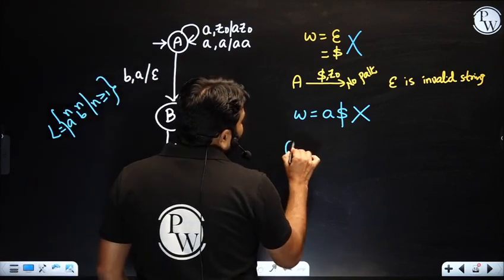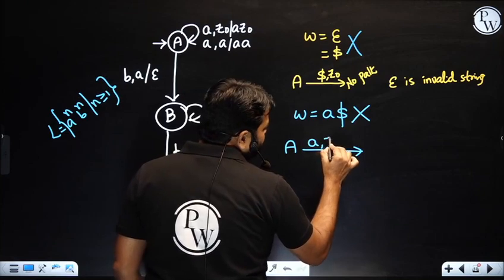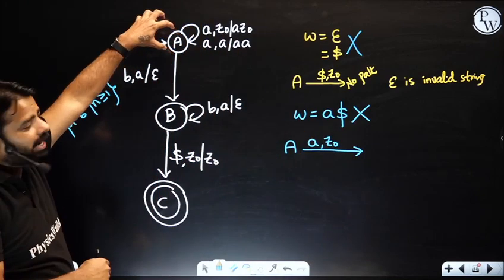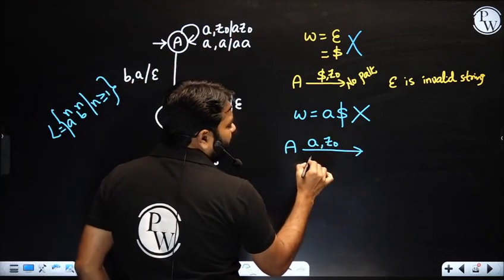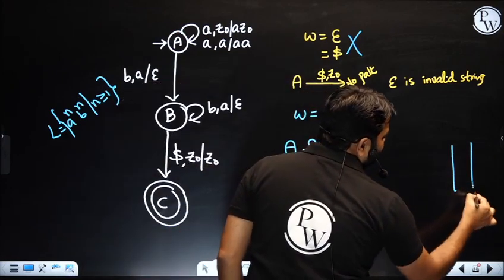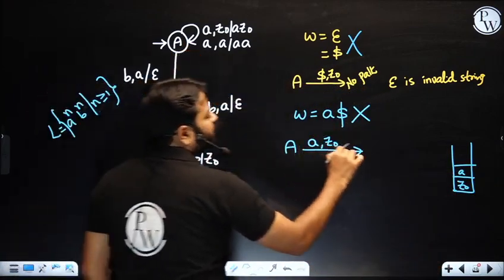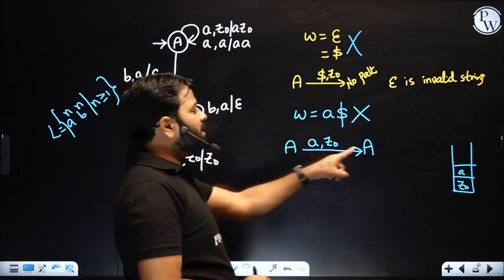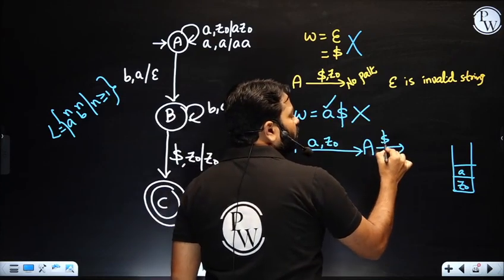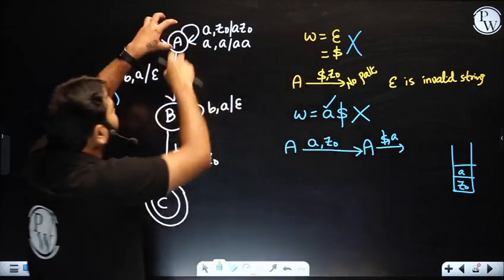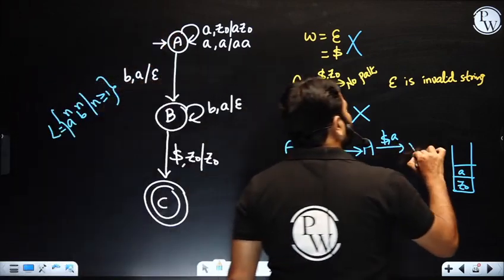Now, from A, what do you read? A. The initial top of the stack is Z naught. Do you have any transition from A? That's A comma Z naught, A Z naught. Then you will push, right? You will push A. So now I'm going to keep something here to remember my stack. Z naught is there. Now I'm going to push A. So I will go to the same state, yes or no? Yes. Now, from this A, what am I going to read? Because this A is over, now dollar. Now, when I'm reading dollar, who is the top of the stack? A. What should I do? Dollar comma A. No transition. That means no path.